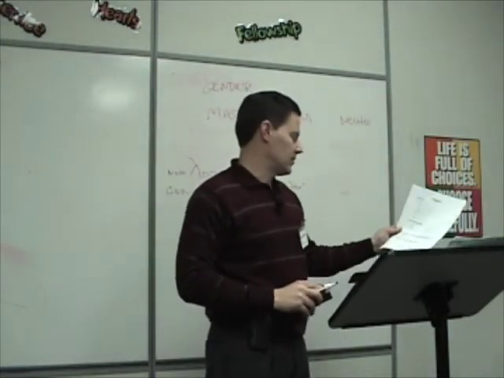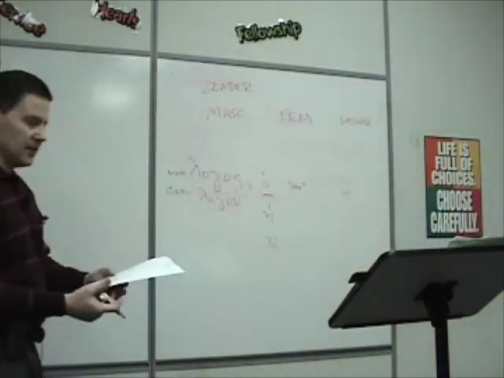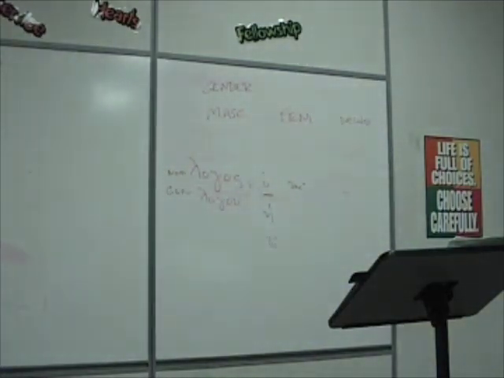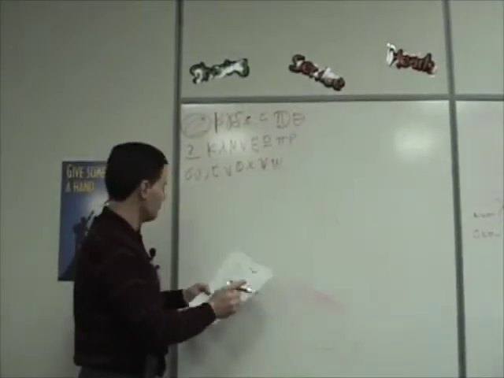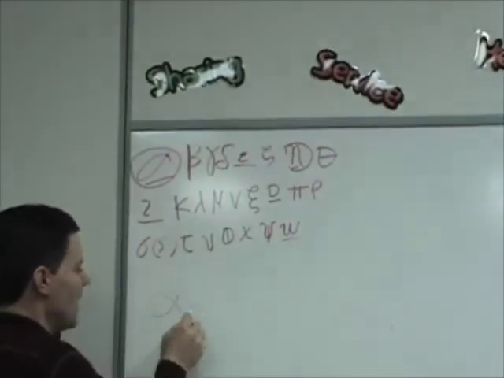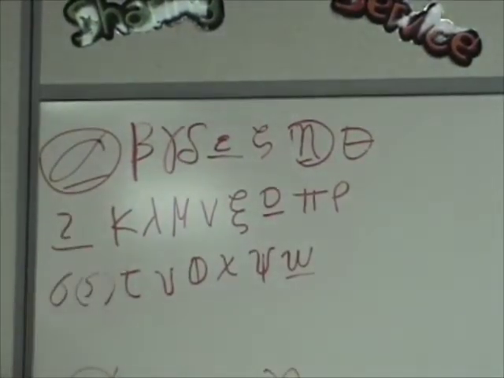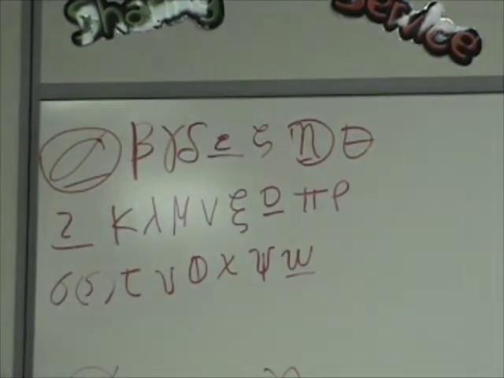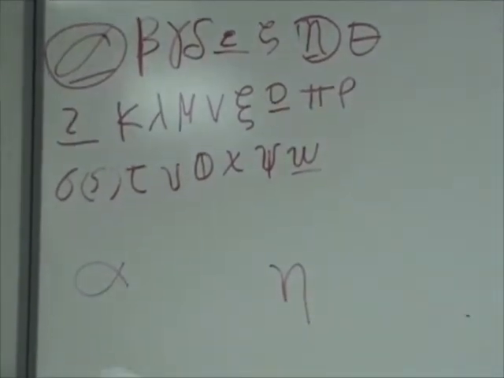Back to the noun declensions on the first page. Stems ending in alpha or eta. Someone rewrote this from last week. They did a pretty decent job, I guess. Stems ending in alpha and eta are the first declension. So that's noun stems ending in alpha or eta are in the first declension.